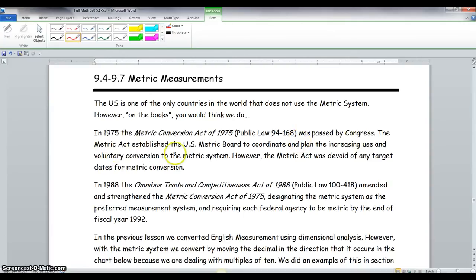The Metric Act established the U.S. Metric Board to coordinate and plan the increasing use and voluntary conversion to the metric system. However, the Metric Act was devoid of any target date for metric conversion. In 1988, the Omnibus Trade and Competitiveness Act of 1988, Public Law 100-418, amended and strengthened the Metric Conversion Act of 1975, designating the metric system as the preferred measurement system and requiring each federal agency to be metric by the end of fiscal year 1992.